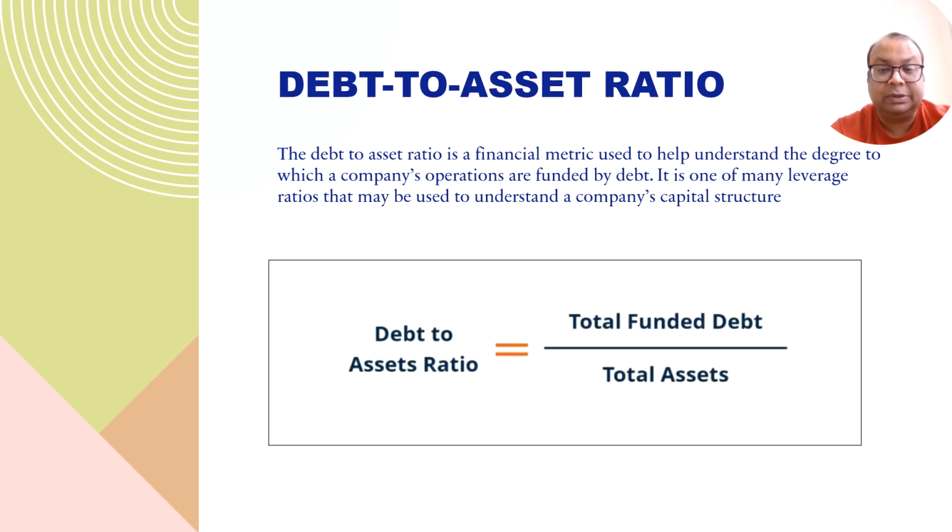A low debt to asset ratio means the company uses more of its own funds, equity, to finance assets, indicating lower financial risk. Comparing this ratio to industry standards helps evaluate a company's financial stability and risk level.